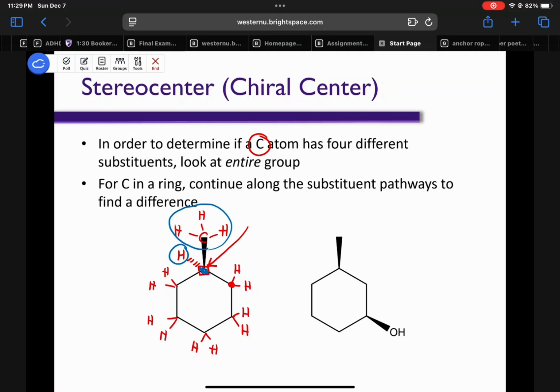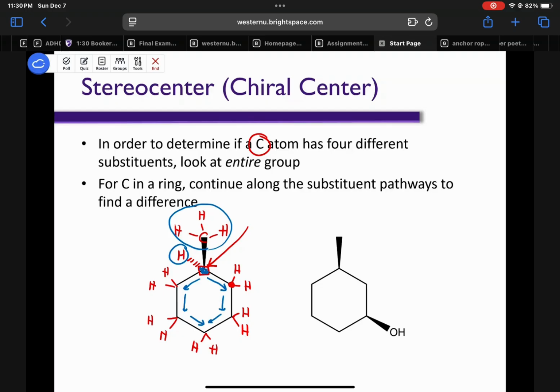But then, if I go down this direction, I hit a CH2. If I go down this direction, I hit another CH2. So I'm going to go to the right and find a CH2, and I'm going to go to the left and find a CH2. So far, they match, so I'm going to keep going. I go further down on this side, I find another CH2. I go further down on this side, I find another CH2. That matches. So I go to the next spot, CH2 and CH2.